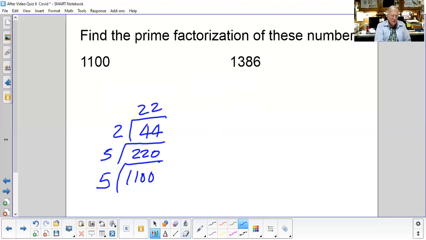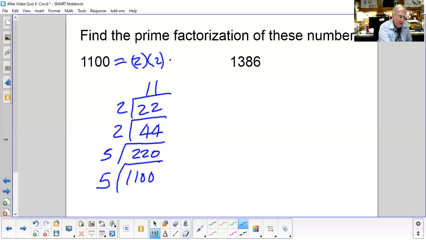And now, of course, I could divide 22 by 2 also, right? 22 isn't prime. And I get 11. And of course, I think you are aware of the fact that 11 is a prime number. It has no other numbers that will divide into it evenly except 1 or 11. And please notice that if I put these in order, I would have two 2s, two 5s, and an 11.